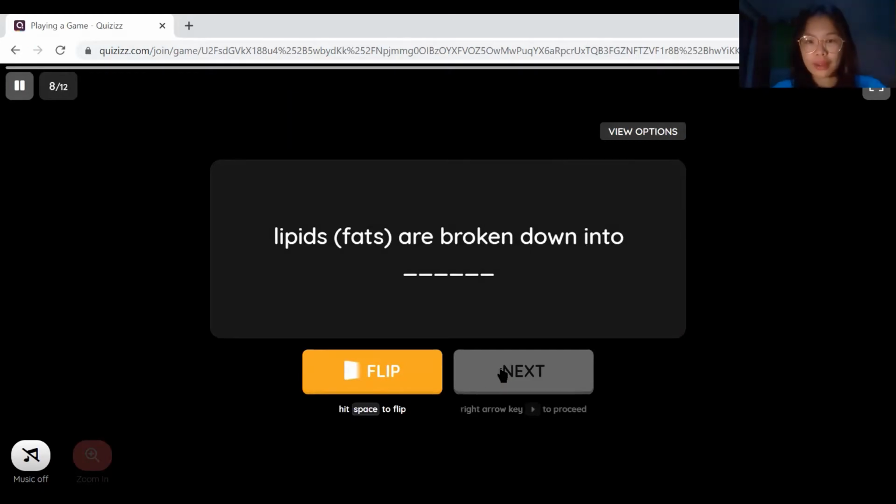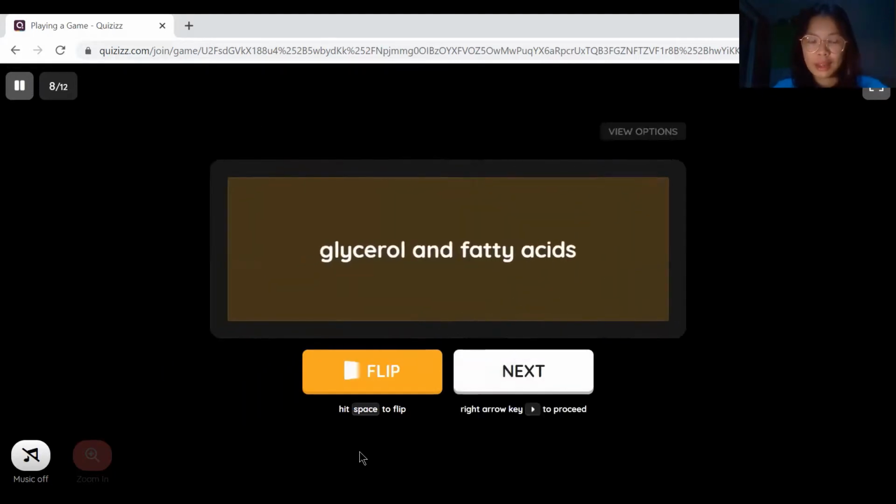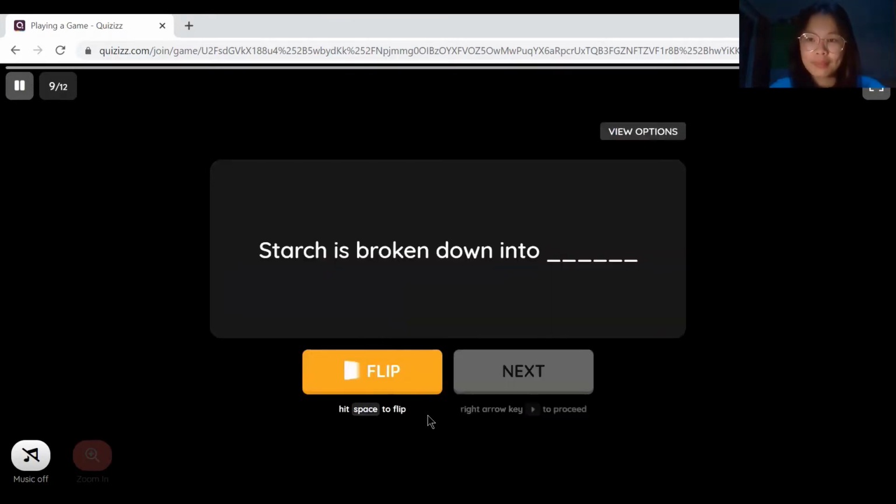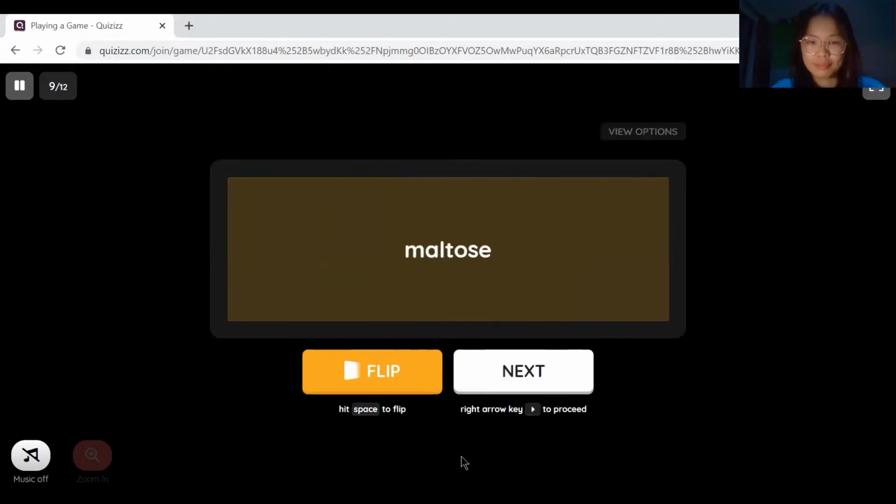Lipids or fats are broken down into... I have mentioned this before, I hope you guys remember. I will be flipping it now. It'll be broken down into glycerol and fatty acids. The next question, we have starch is broken down into... I'll be flipping it now. Maltose. Next.